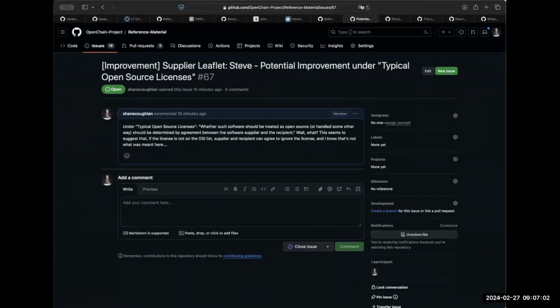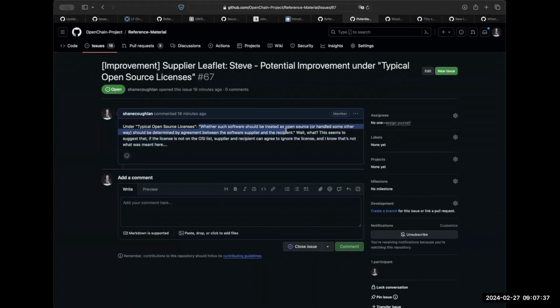So the first one is under typical open source licenses. It is the comment that whether software should be treated as open source or handled some other way should be determined by agreement between the software supplier and the recipient. Now, Steve asked a question. He said, this seems to suggest that if the license is not on the OSI list, supplier and recipient can agree to ignore the license.